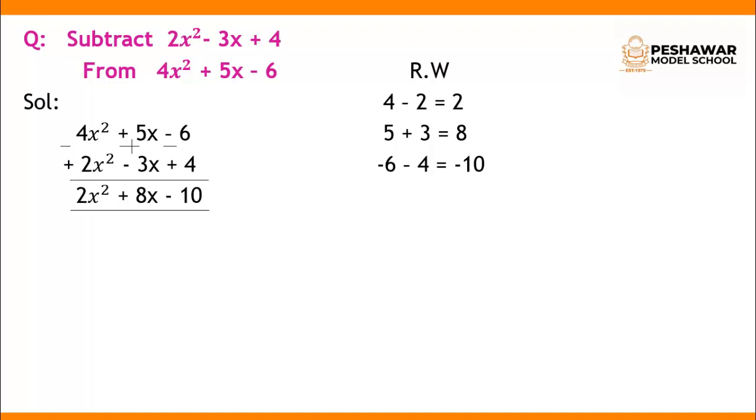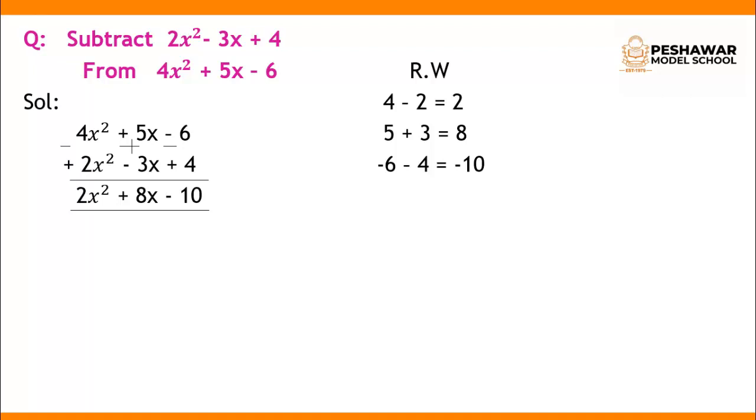So my dear student, we have to subtract like this: 4x square plus 5x minus 6 from 2x square minus 3x plus 4. Here the word "from" is used, that's why we have to subtract like this: 4x square plus 5x minus 6 subtracted by 2x square minus 3x plus 4. Now you have to put 2x square below the 4x square, then minus 3x below the 5x, and then plus 4 below the 6.